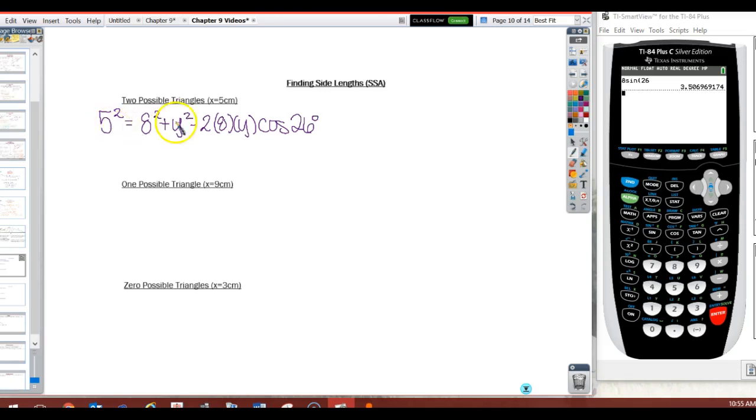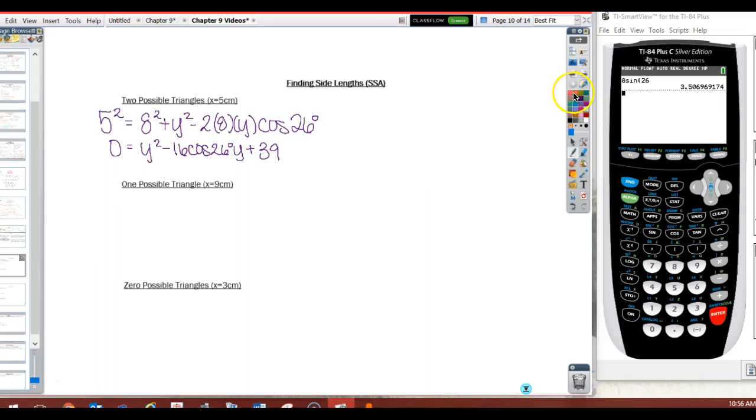From here, we can rearrange this. 5 squared is 25. 8 squared is 64, so I'm going to subtract over that 5 squared. I'm going to list this y squared first. Negative 2 times 8 is negative 16, and then remember, cosine of 26 is just a number, so I'm going to combine that with that negative 16 and just move this y to be after that, and 8 squared minus 5 squared is 39. Now that I've rearranged this, this looks like a quadratic where this coefficient is just a little bit uglier than what we're used to.